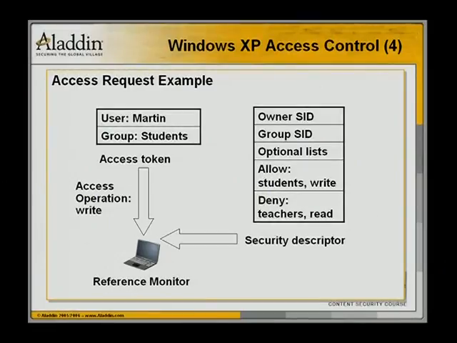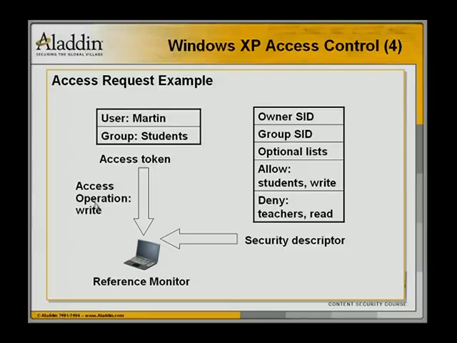Let's see an example of an access request. As we can see in the diagram, we have a user, Martin, who belongs to a group of students. User Martin gets an access token, and he tries to do the write operation. Write basically means either modifying the file or trying to delete the file.